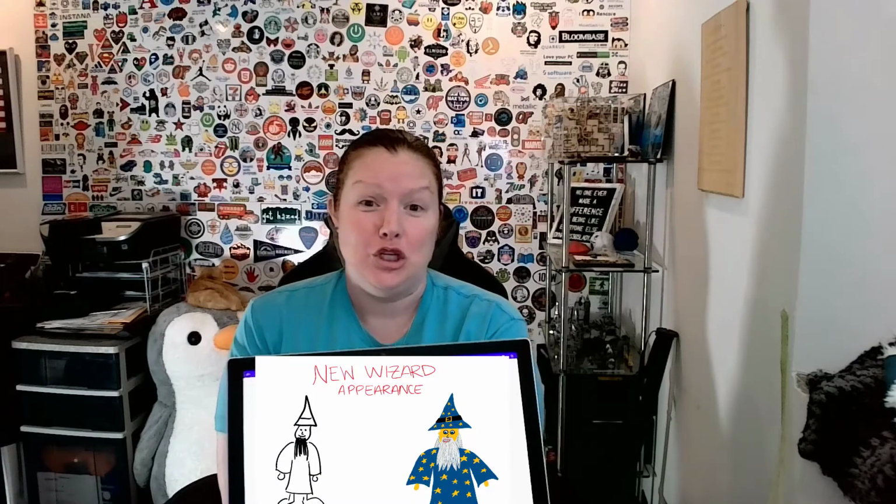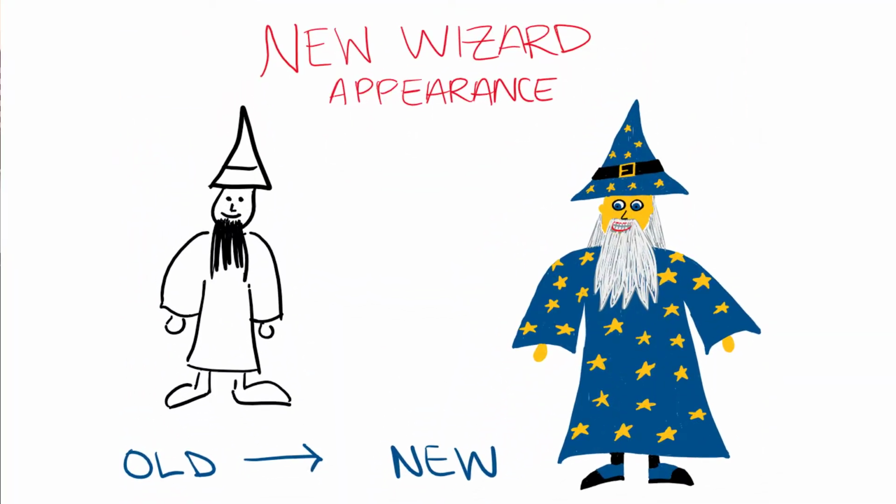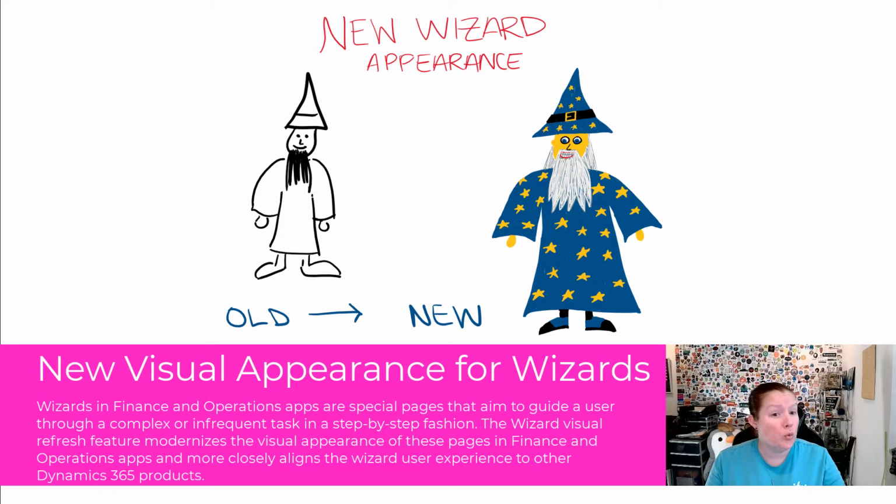We have the new wizard appearance, so a new visual appearance for the wizards in Dynamics 365 Finance and Operations app. What do you say we hop on over and take a closer look? A wizard is a man who has magical powers, especially in legends and fairy tales. And Dynamics 365 has a new visual appearance for wizards. But we're not talking about the magical kind.